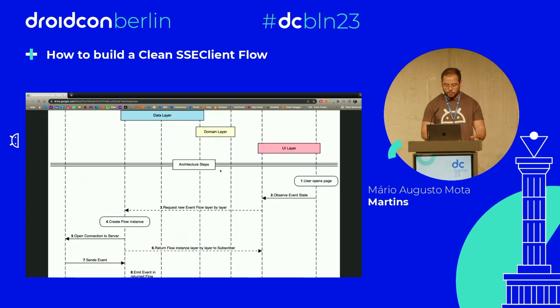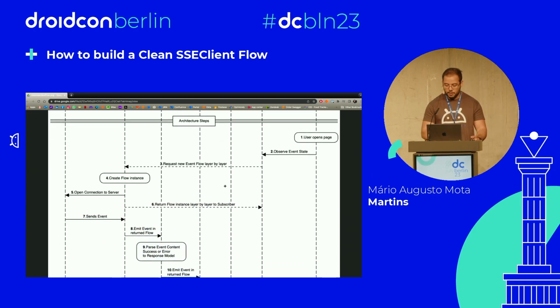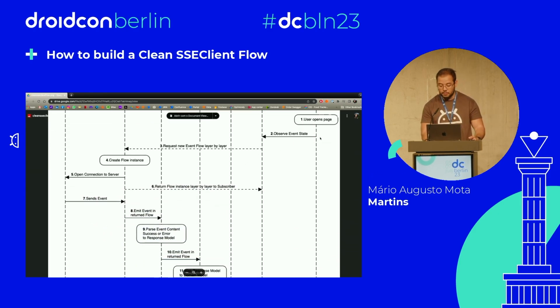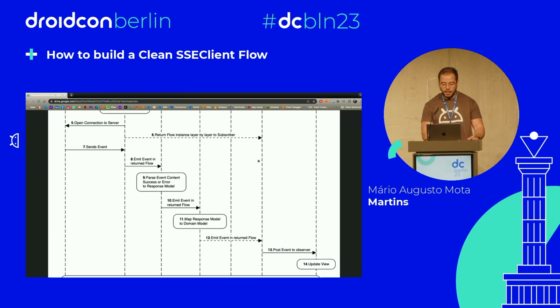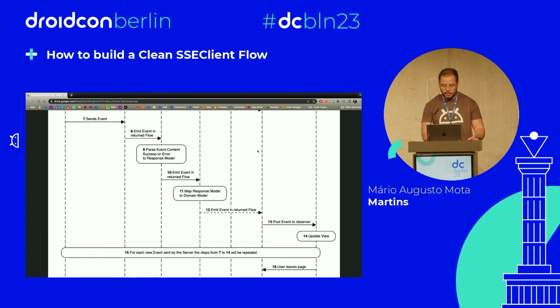And here's how the system would work. The user opens the page, it will observe the state, which is in the view model, and it will request throughout all our layers the event flow. When it gets to the client, the SSE client, it will create the flow instance that will be consumed and open the connection to the server, and return the flow instance, which will be collected by the view model. And that's where we start dancing.